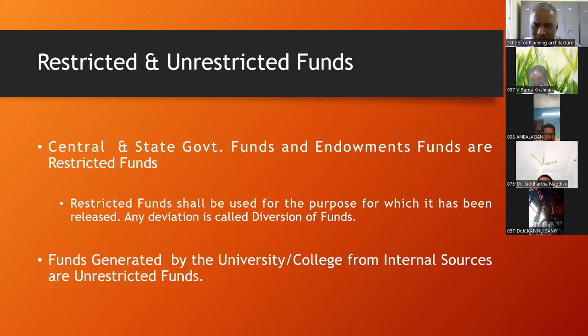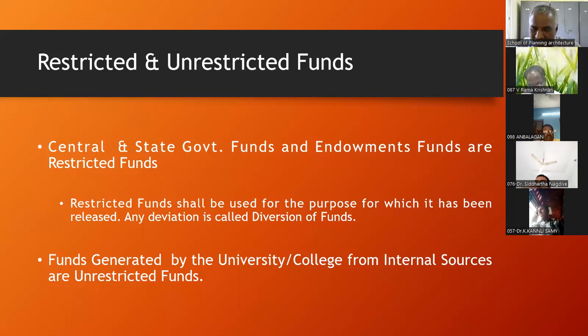University accounts classify the funds into two categories: restricted funds and unrestricted funds. Central government funds, state government funds and endowment funds are always restricted funds. This means we have to utilize the funds for the purpose for which they were released. If you divert the funds, we call it diversion of funds or deviation. The CAG auditor will object; he will not allow funds to be diverted. A salary grant cannot be converted into a building grant.